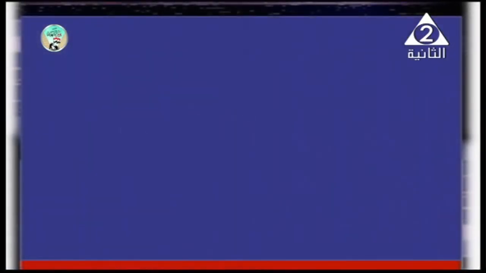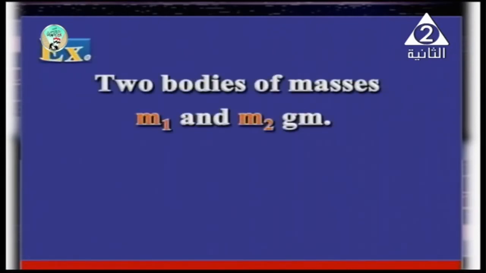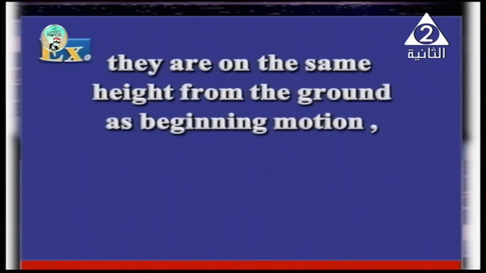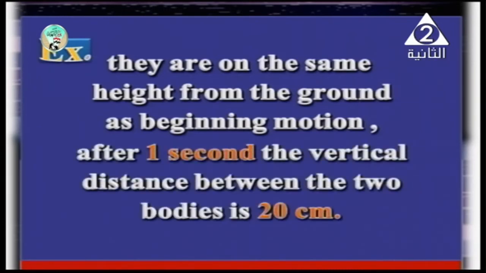My dear student, two bodies of mass M1 and M2 gram, such that M1 is more than M2, are connected with a string passing over a smooth pulley. They are at the same height from the ground. After the motion begins, after 1 second, the vertical distance between the two bodies is 20 centimeter.